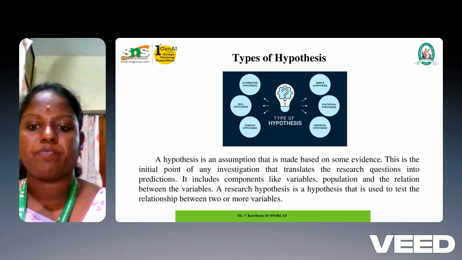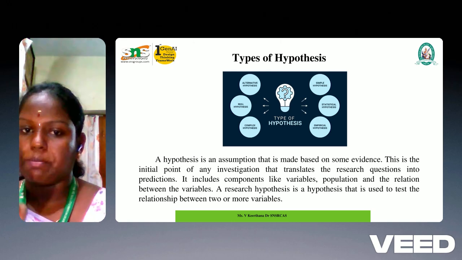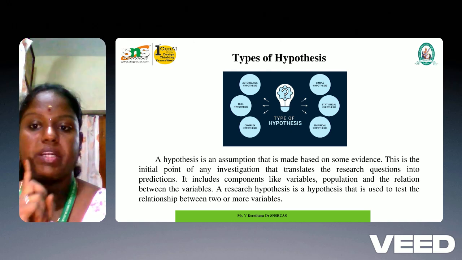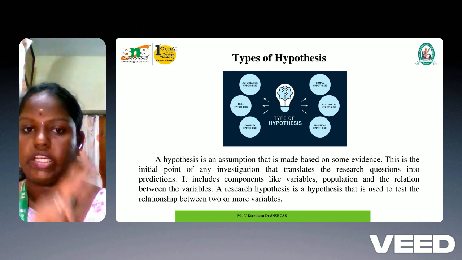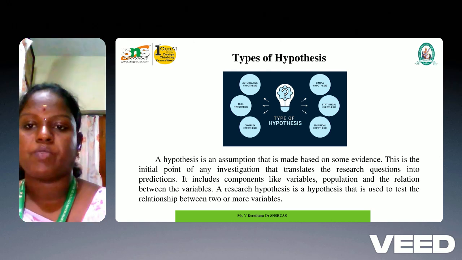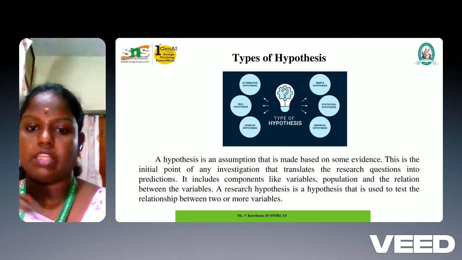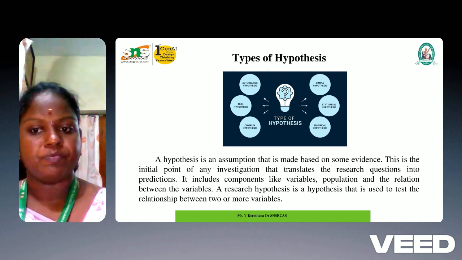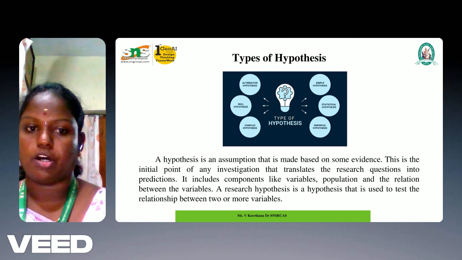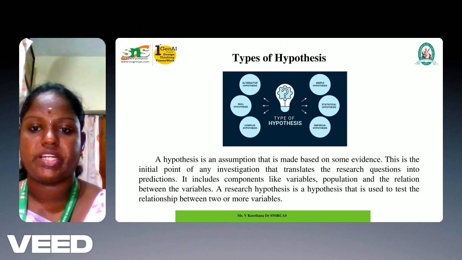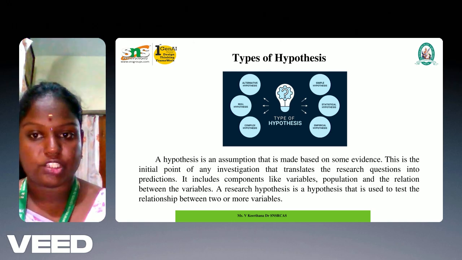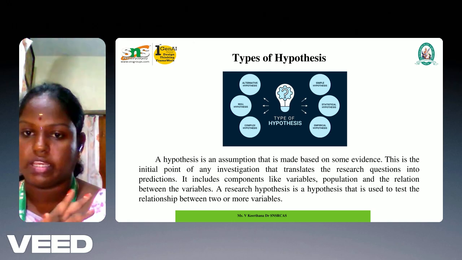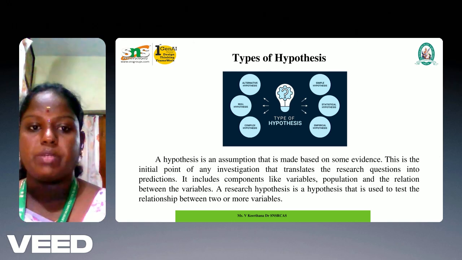We'll summarize it. Simple hypothesis means one dependent variable and a single independent variable, which is one dependent and one independent. While in complex hypothesis, there will be two or more dependent variables or two or more independent variables. Next, directional hypothesis always predicts directly the relationship between the variables, but in non-directional hypothesis we cannot predict the exact scenario between the variables.